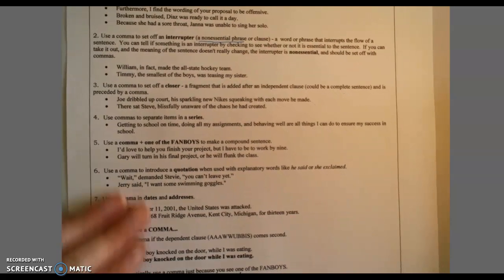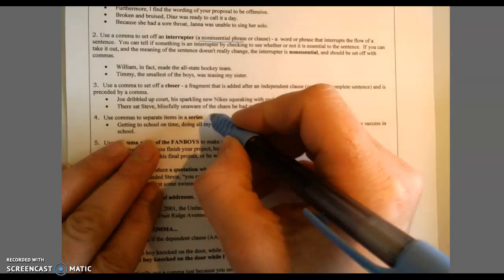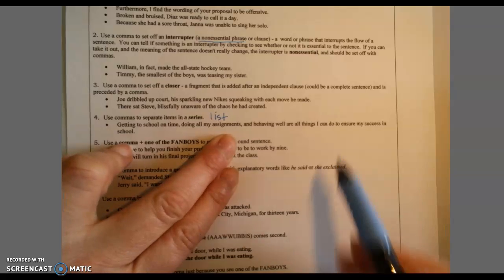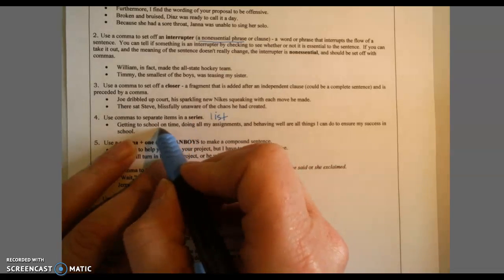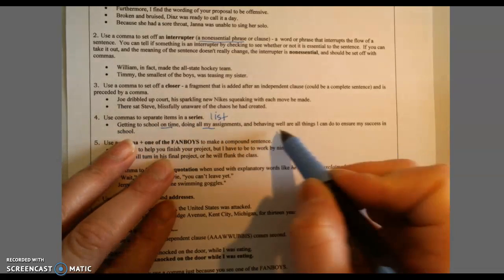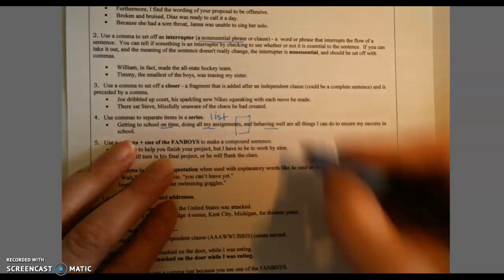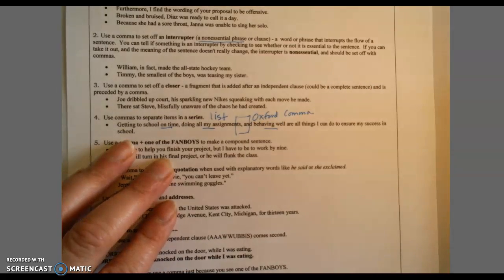We use commas in a series or a list. I'm going to slide this up. We'll sometimes call a series a list, right? Going to school on time, doing all my assignments, and behaving well are things I can do to ensure my success in school. We have a list. Item 1, item 2, item 3. And notice the all-important Oxford comma. In MLA English, we always put a comma before the and when we're talking about a list.